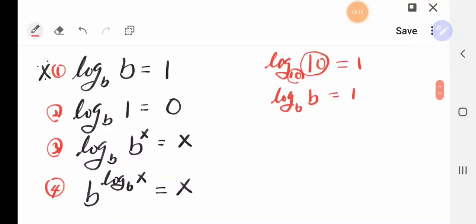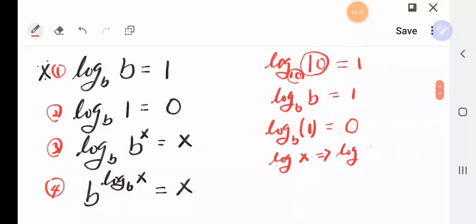The second one is logarithm base b of 1. If 1 is inside the logarithm, then this is always equal to 0. So if x equals 1, then the logarithm will become 0.